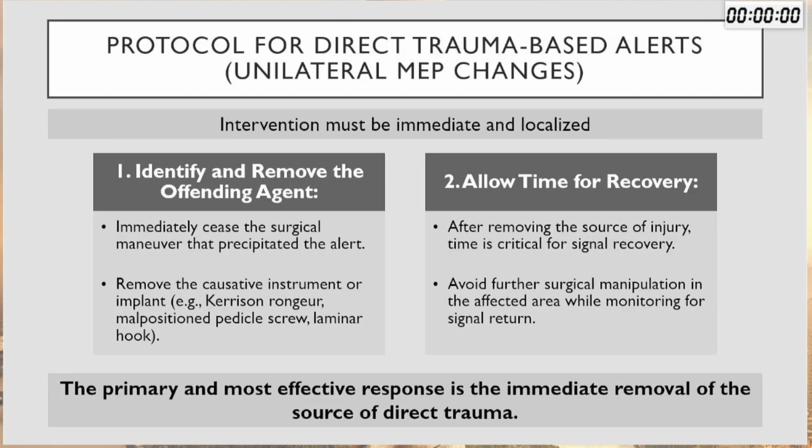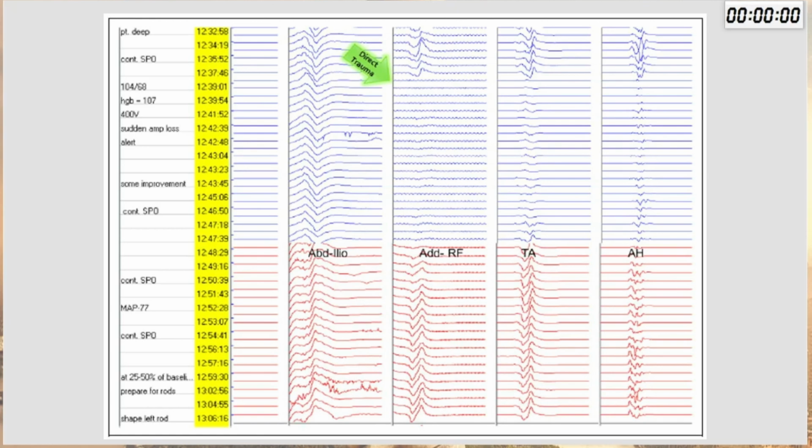What if you have a unilateral motor evoked potential change? Most probably it is due to direct trauma. What you need is to identify and remove the offending agent and to allow time for recovery. That is the most important action. Example again: during decompression, they are using the Kerrison and they hit the dorsal part of the cord. They start to lose the signal here. He just stopped the decompression maneuver and waited for some time. The signal again recovered.